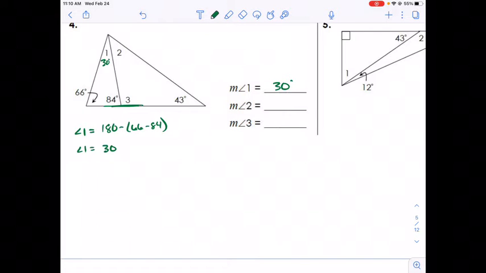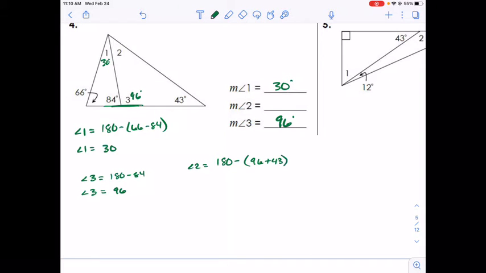So what we can do here is say angle 3 is equal to 180 minus 84. And so angle 3 is going to equal 96. So we can go ahead and find that right there and put 96 in here. Now the last step here, we know that we have two angles, we're going to find our third, so angle 2 is equal to 180 minus the sum of 96 plus 43.